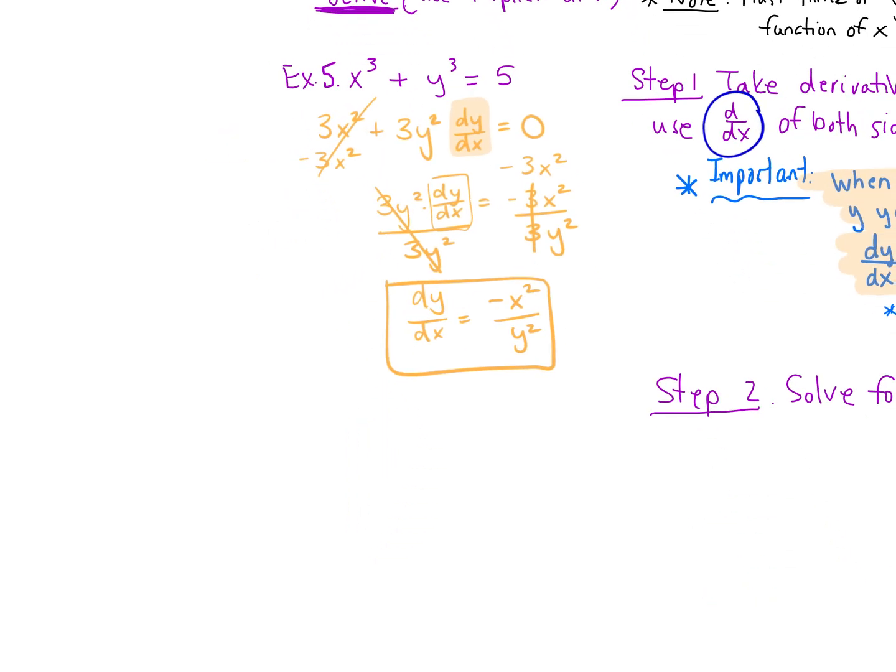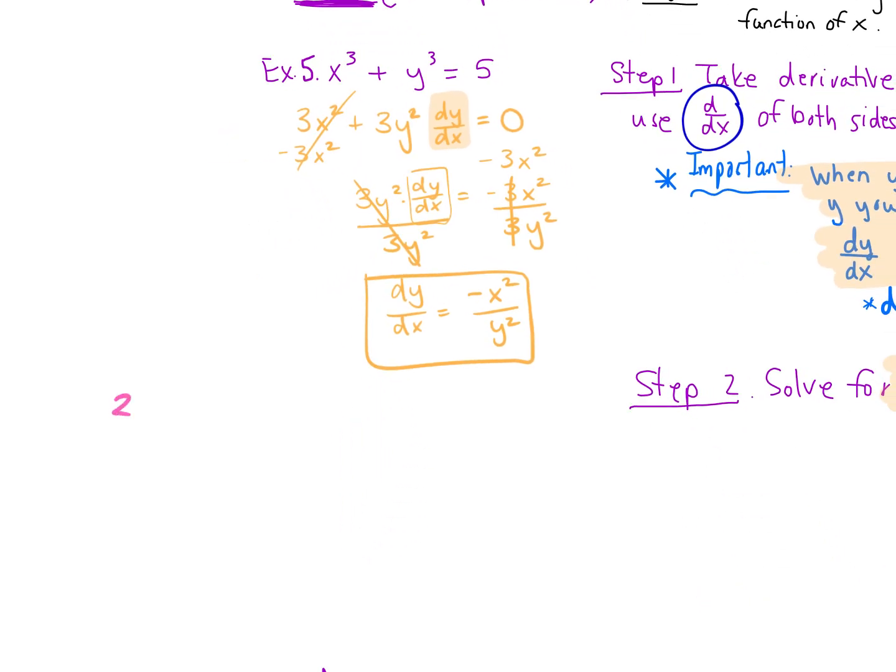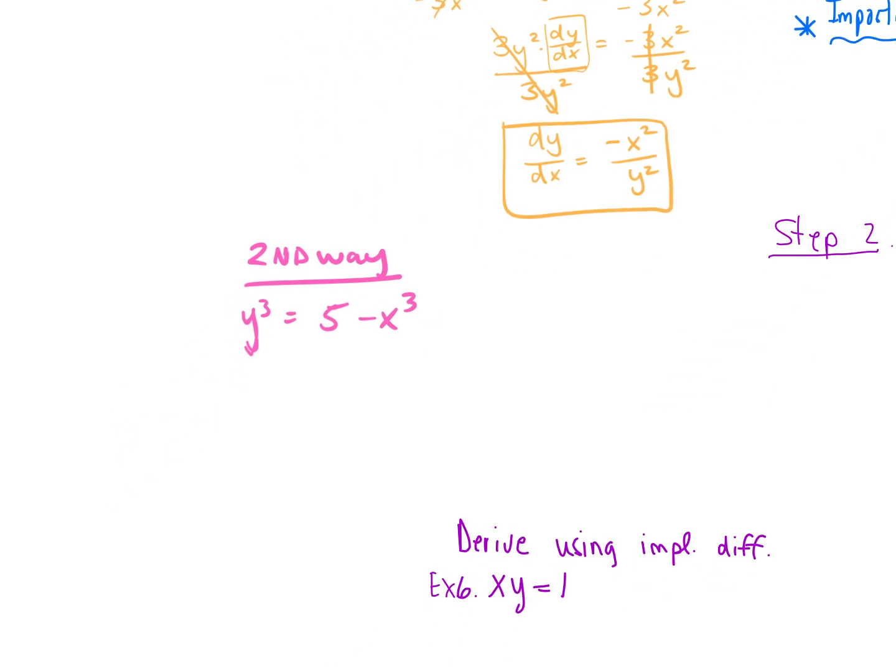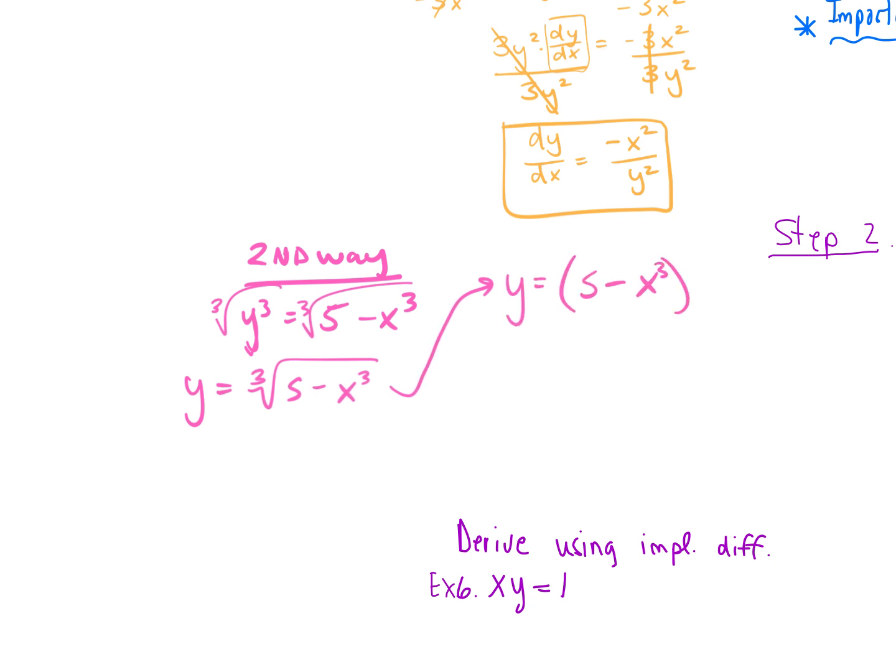The second way we could have solved this is we can get the y all by itself here. Here we can make it y equals. I can subtract the x cubed to the other side, so y cubed equals 5 minus x cubed. And then we can take the cubed root of both sides. So we have y equals the cubed root of 5 minus x cubed. Well, if we were going to take the derivative of this, we like it when we have an exponent. So we can make that cubed root what as an exponent? The 1/3 power.